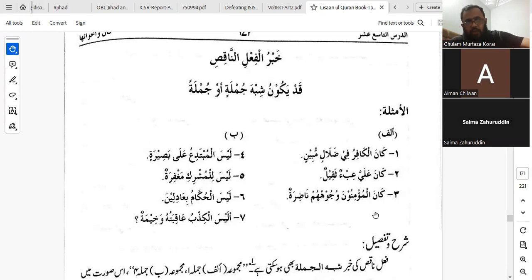Okay, sister, can you point out the example that has a complete jumla as the khabar of kana? Can you hear me? Yes, now. Be louder, please. What's the question again, sir? Point out a sentence in which you can see kana has a khabar and that khabar is a complete jumla.